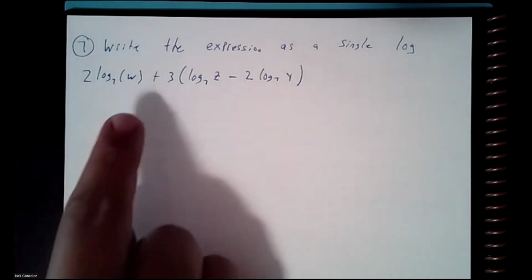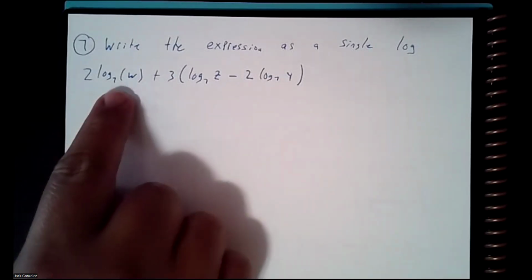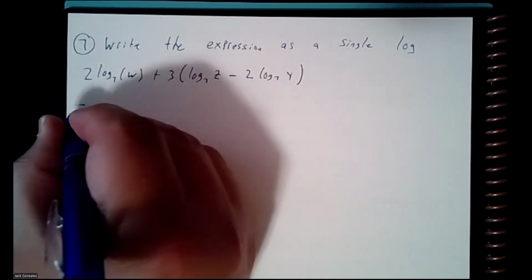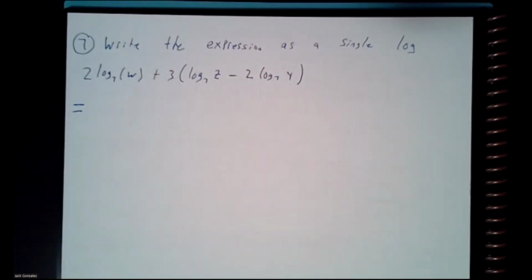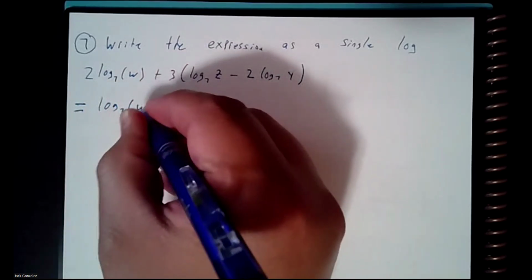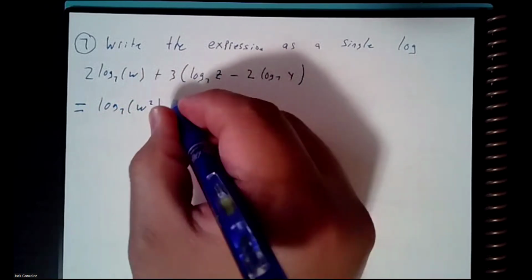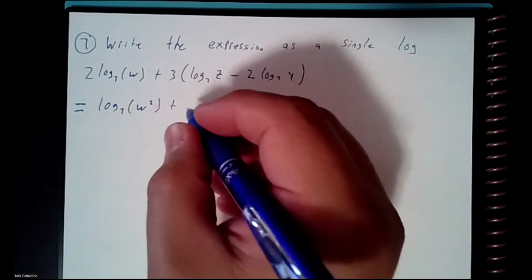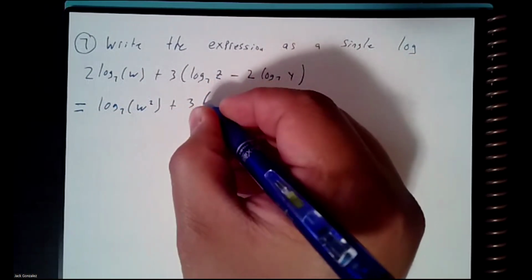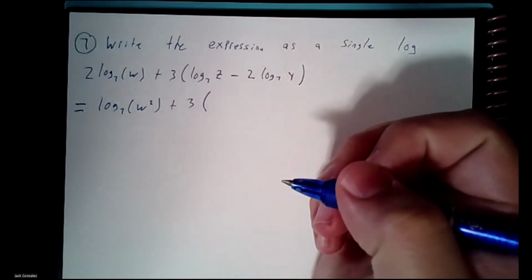All right, so first thing, let's look at this part. What should we do to the first piece here? Yeah, let's bring up the 2. So that'll be W squared. Okay. That part is done for now. I can't do anything with it until I deal with this parentheses.